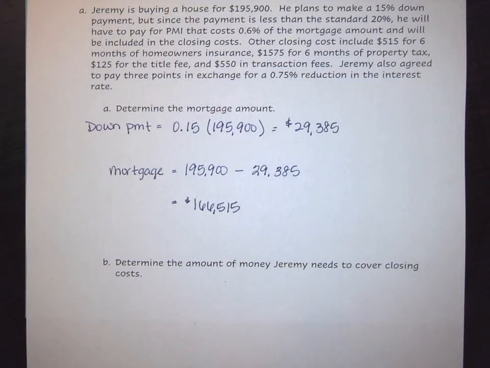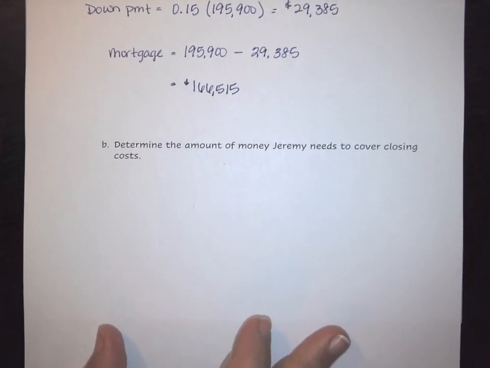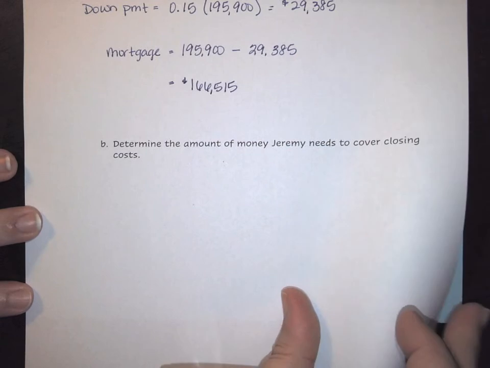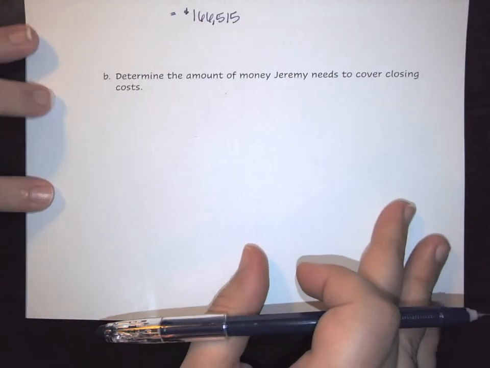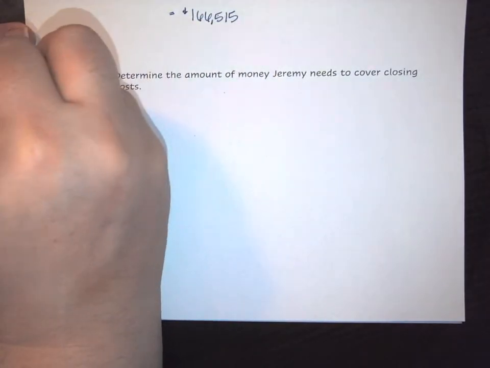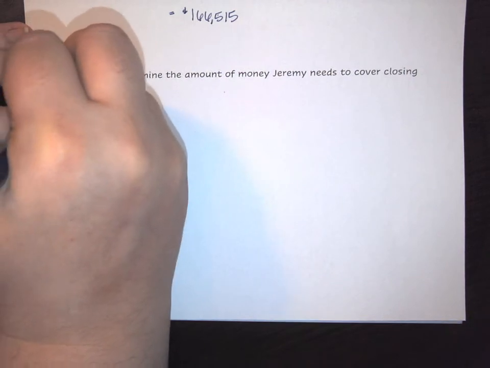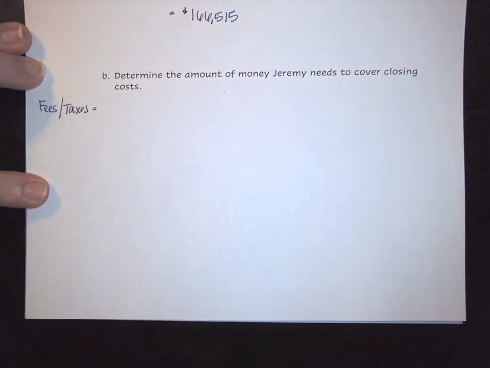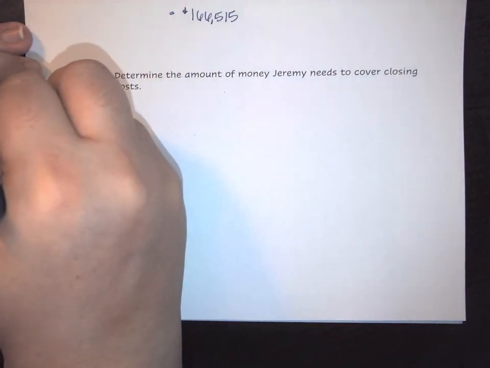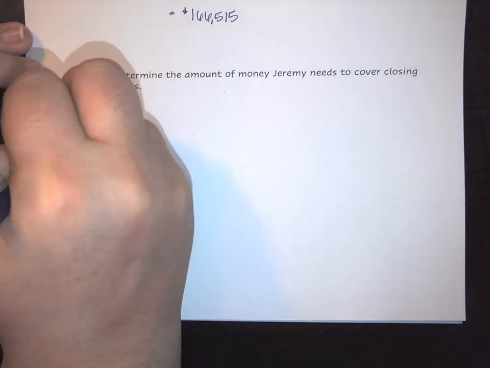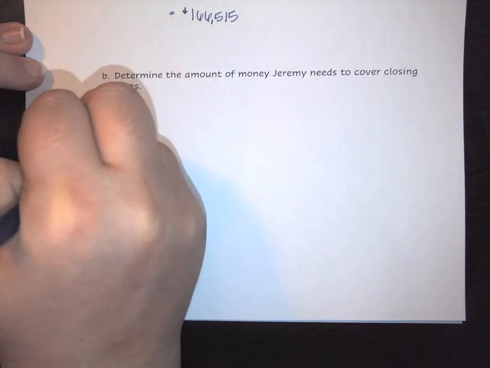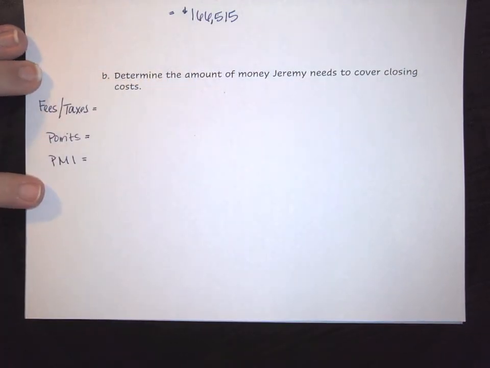Now with that, the second part wants you to determine the money that's going to be used at closing costs. So this is where we're going to incorporate everything else. So the first thing we have to look at is what do we need to calculate. So first, we need to calculate your fees and taxes, and we're going to look for your total fees and taxes. We are then going to look at your points, and we're going to look at the PMI. So all of those are going to be what needs to go into it.